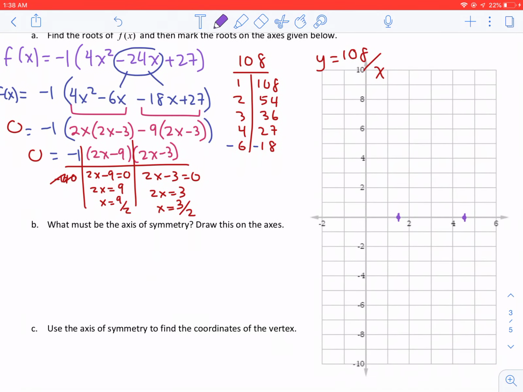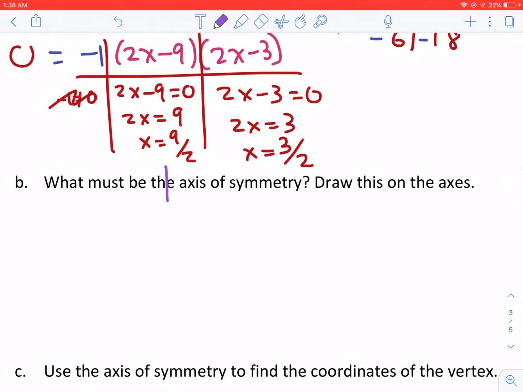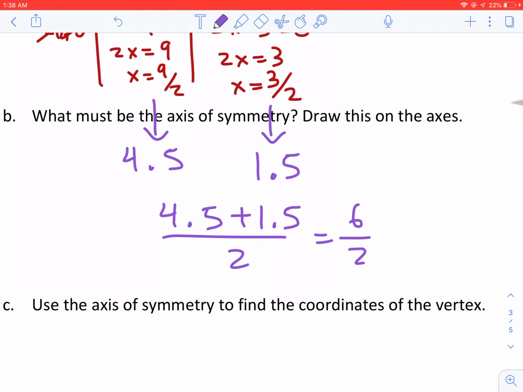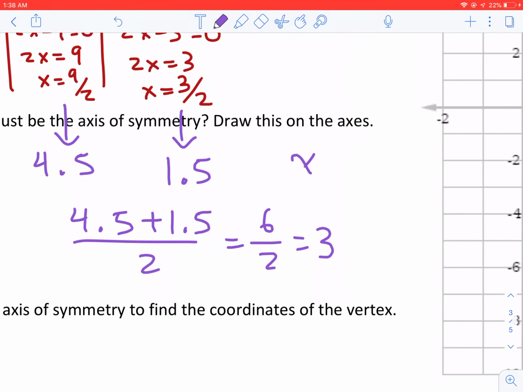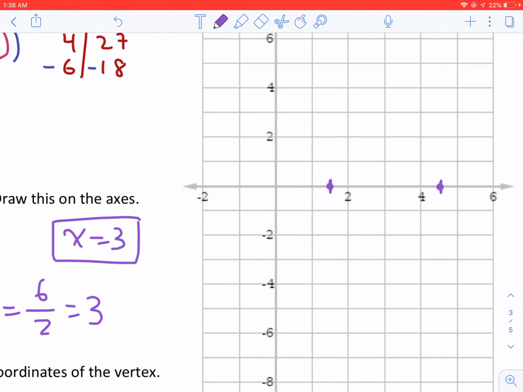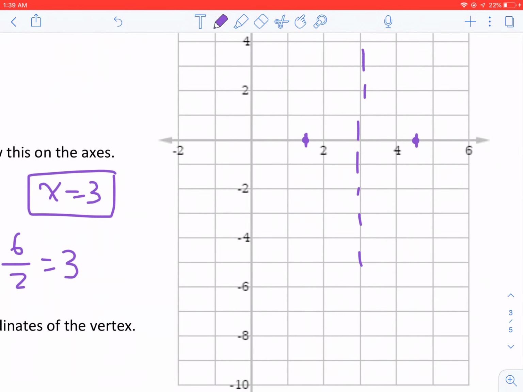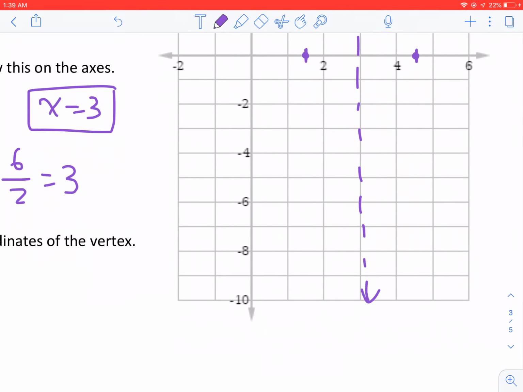So what is the axis of symmetry? That is going to be directly in between 4.5 and 1.5, between my two zeros. So again, if you're not sure what's in between 4.5 and 1.5, we take the average of those two zeros. So 4.5 plus 1.5 divided by 2 is 6 over 2 is 3. So the axis of symmetry is x equals 3. Alright, drawing in that vertical line. Yes, we see it is directly in between our two zeros.